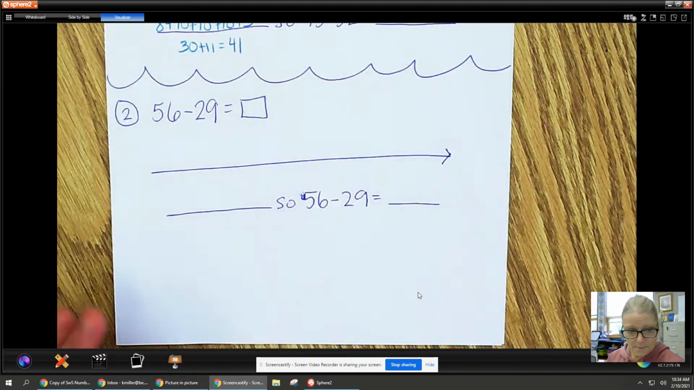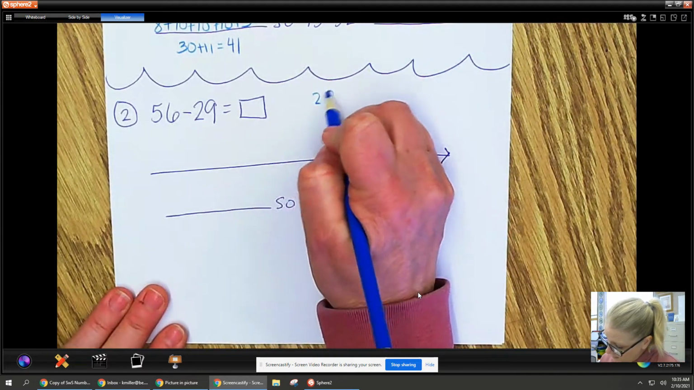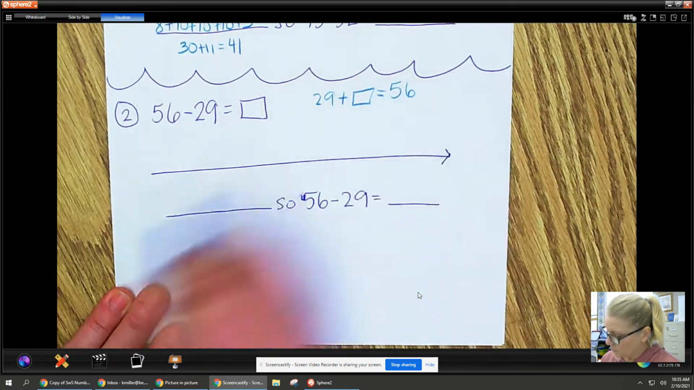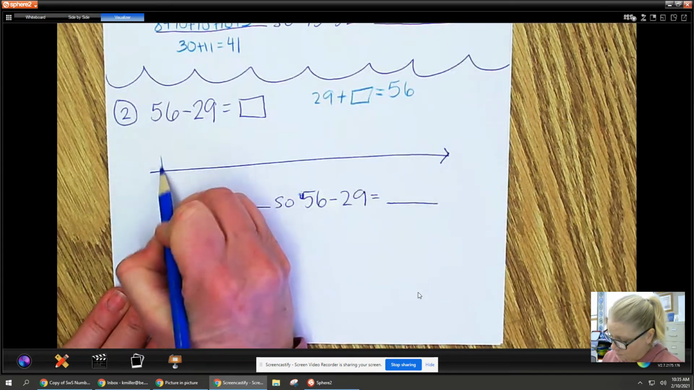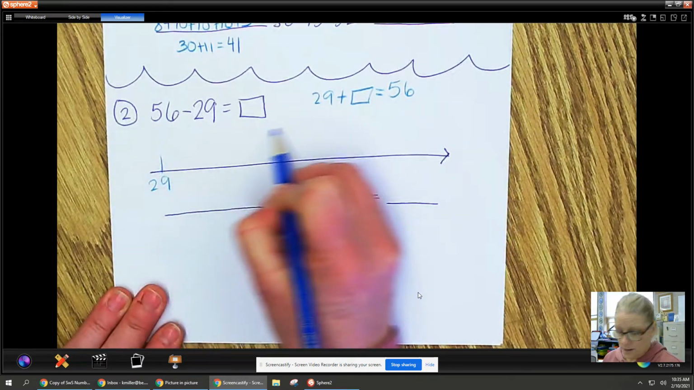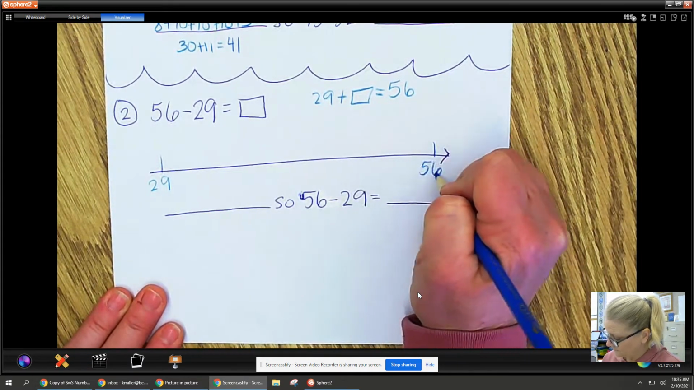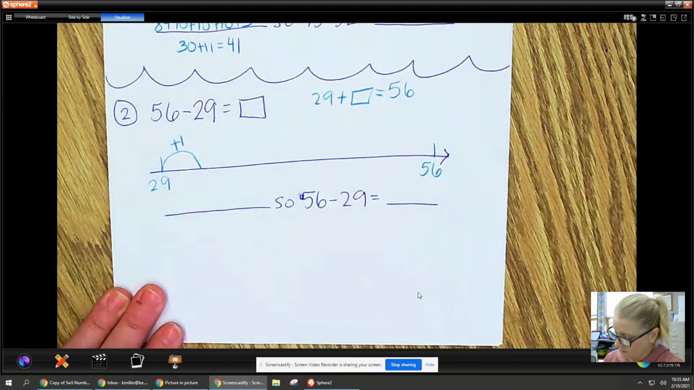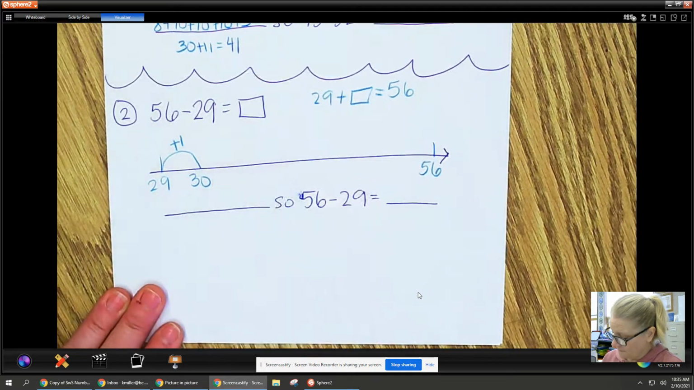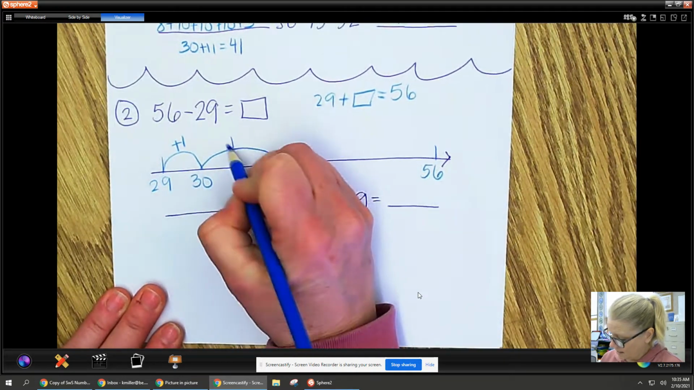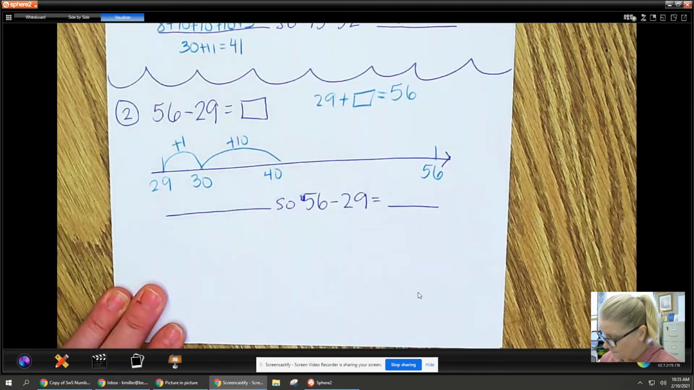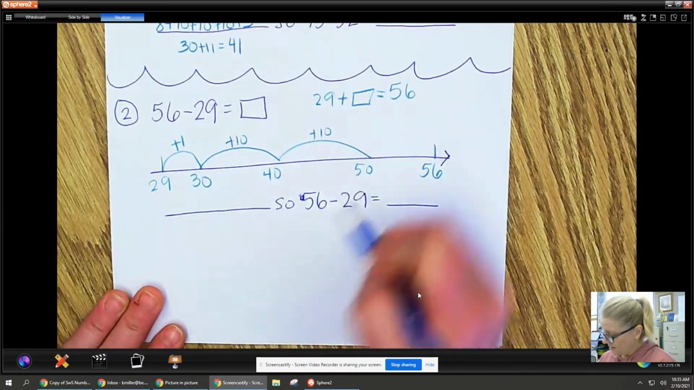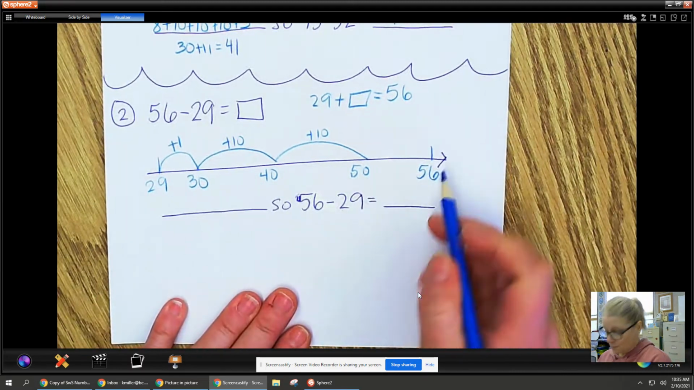So we're going to flip-flop this to make it 29 plus box equals 56. We're looking for how many jumps it takes to get from 29 all the way to 56. Again, using that strategy, trying to get to a number that ends in a 0, I'm going to add 1 to get to 30. And I'm going to add another 10, which gets me to 40. Another 10 is going to get me to 50. Therefore, I just need to add 6 more.